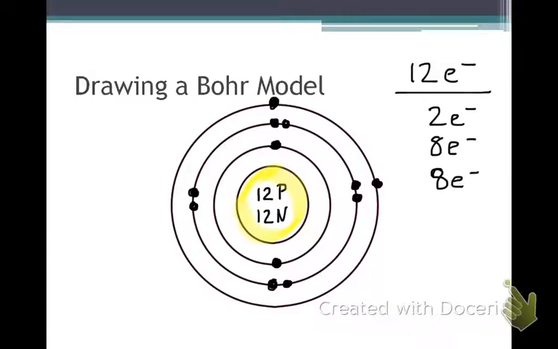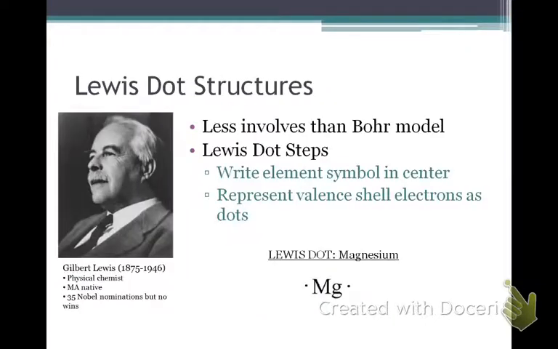8 electrons for my last shell. And as you can see, obviously I'm missing a lot of other electrons, so this element would bond and react, but we will get to that in the next video. And that is a Bohr model. Next we have Lewis dot structures.